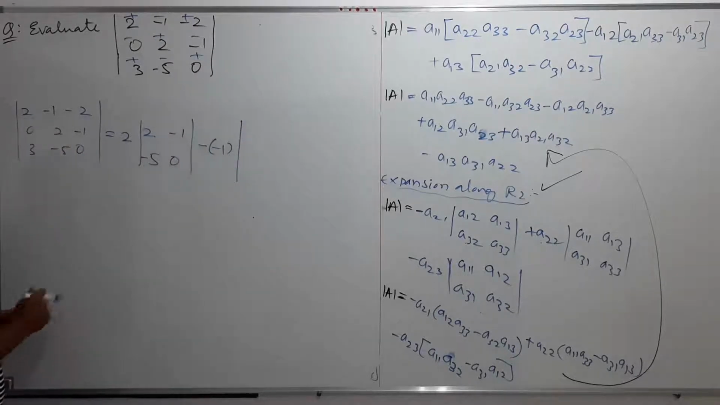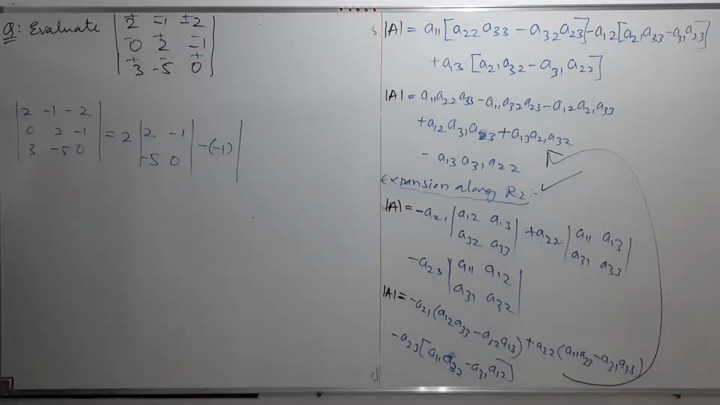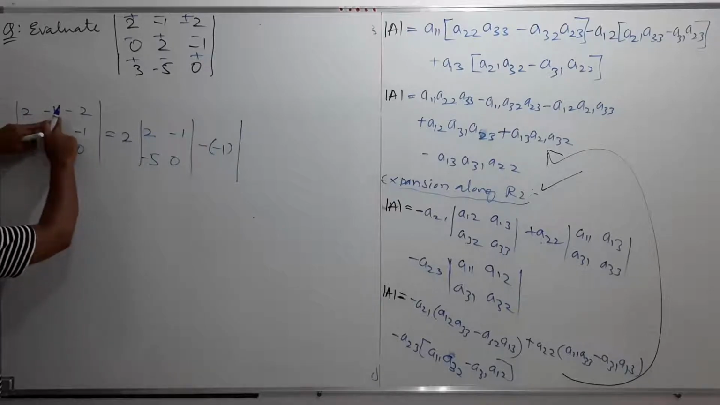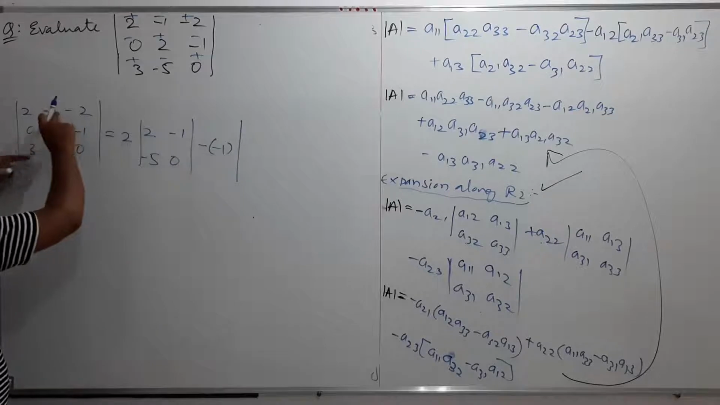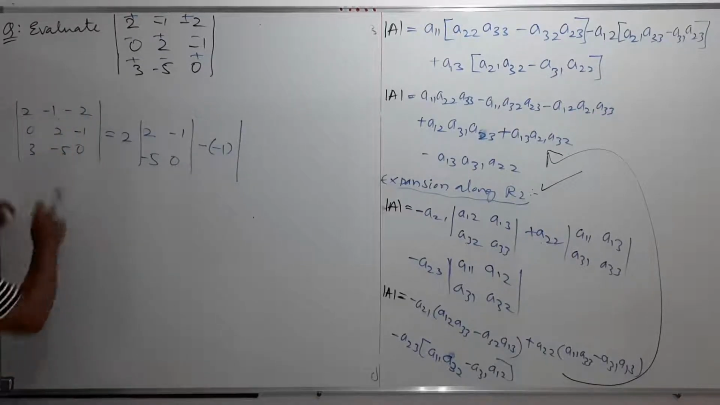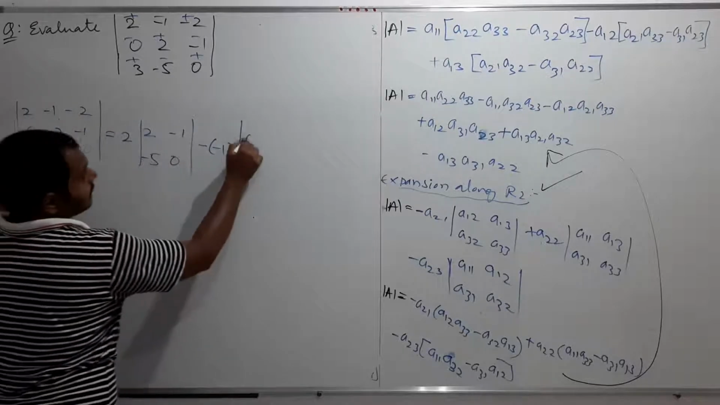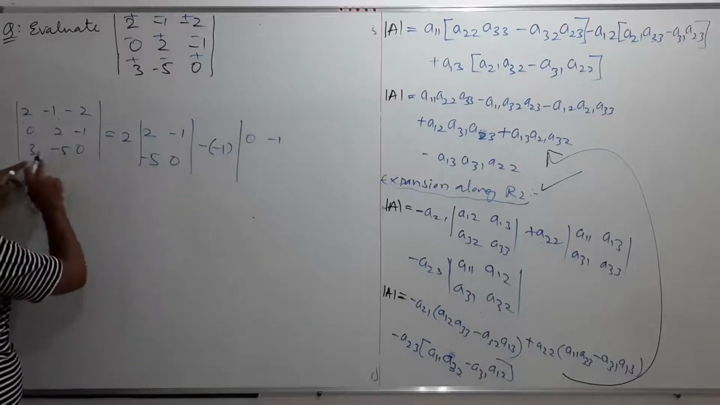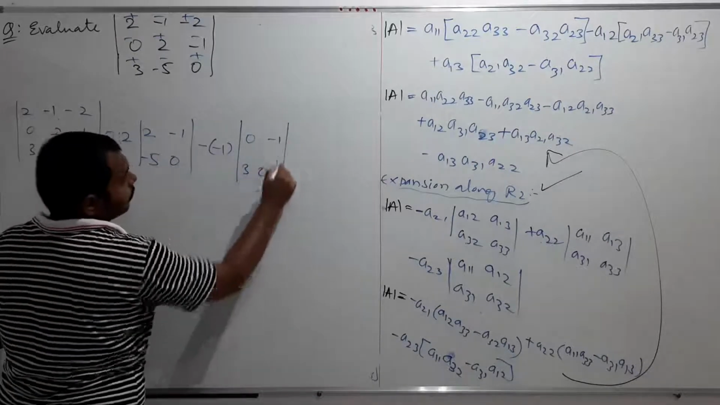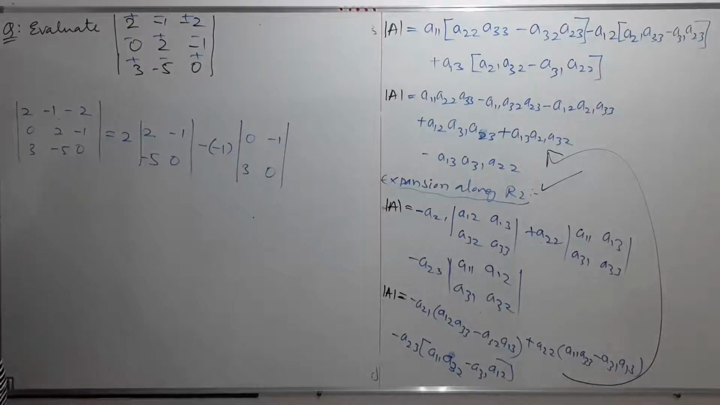So how to take the determinant? Leaving this minus 1 where it lies. That row and that column we should leave. That is here in the minus 1. In the row 1, the second element I wrote here. It means I should leave this first row and second column. So after leaving this, what I am getting? 0 and minus 1 here. It is 0, minus 1, 3, 0. I hope you understood. Clear?